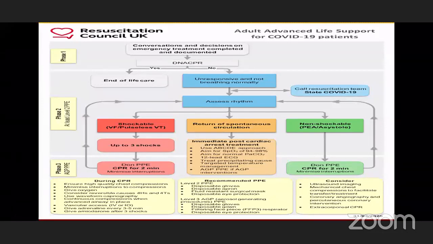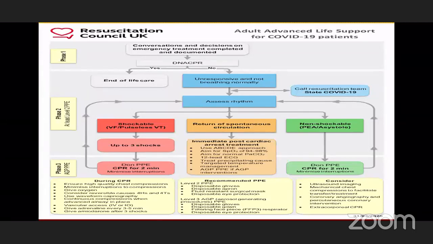In phase 1, we don't need any specific PPE, but with phase 2 and phase 3, specific types of PPE are recommended. In phase 2, at least level 2 PPE, which consists of disposable gloves, disposable apron, and a surgical mask, along with disposable eye protection. This is the minimum required. And phase 3, which deals with aerosol generating procedures like intubation and airway interventions, here we need proper PPE for phase 3.